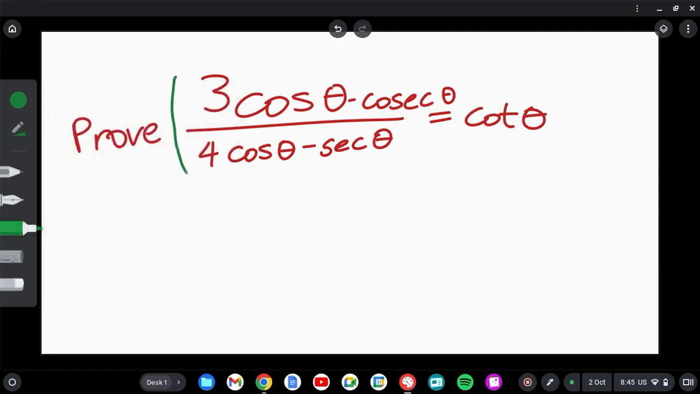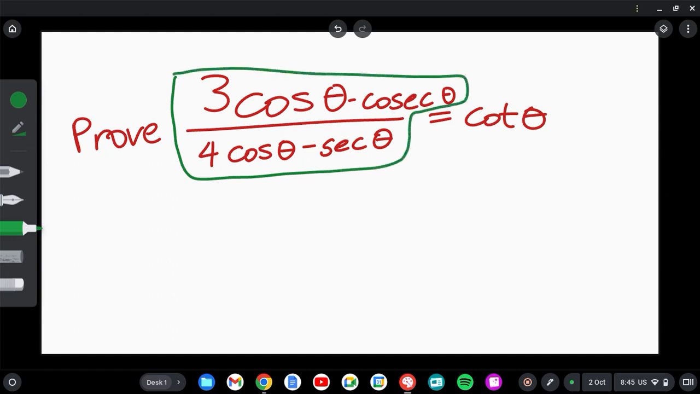Sorry, my stylus broke. Okay, this is your first step. This is your very first step. Without doing this first step, you'll be going nowhere. The second step is to think of what definition or known identity to apply at each step.